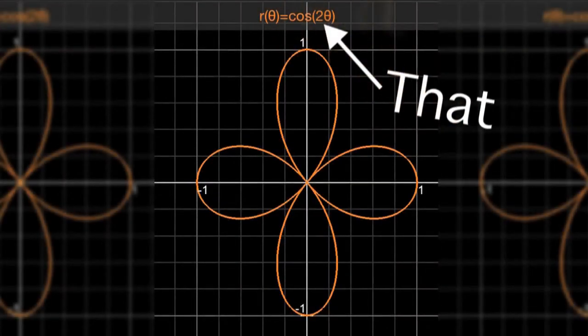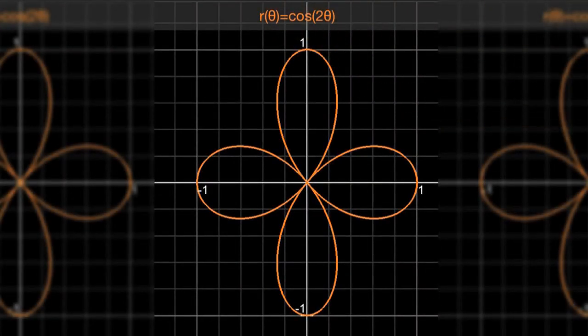Cosine 2 theta. That's a polar rose. Our argument's been doubled, so we're going to double the number of petals and we get 4, sure, because we're going to have negative r's. And it's cosine, so it starts on x.